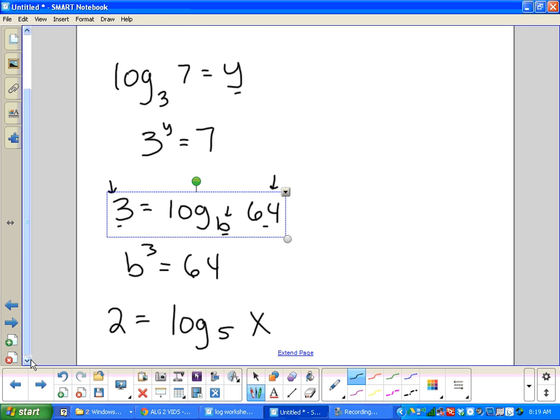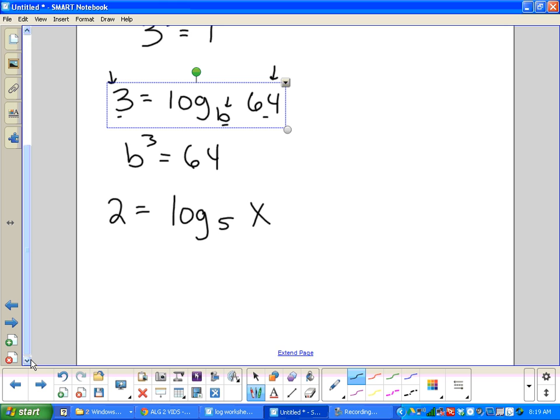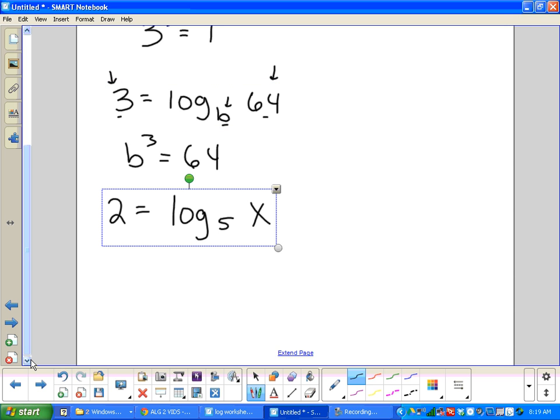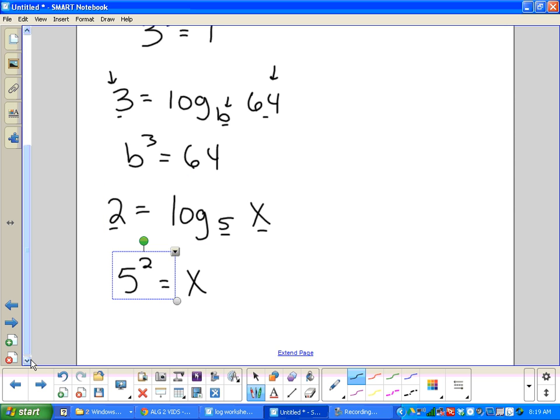Now, the last one, let's take a look. So we've got the base here is 5. And so we're going to take 5 and raise it to the second power. So that's this number raised to this power should equal this number. So 5 to the second power should equal x. Again, I'm not trying to solve anything. I know that would be 25. But all I'm trying to do is just put something in exponential form here. So again, this is called log form, and this one's called exponential form.